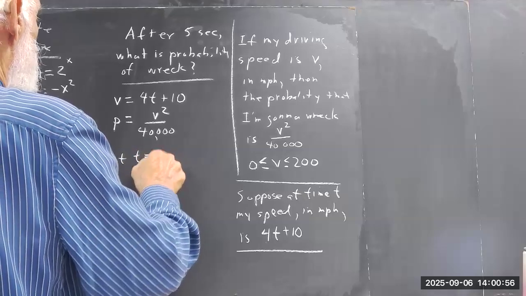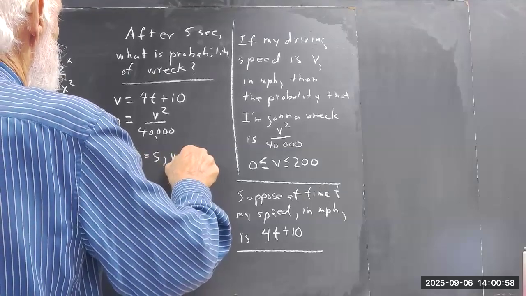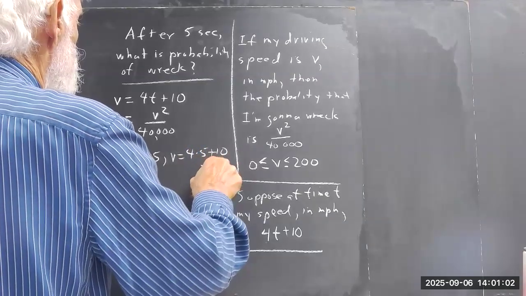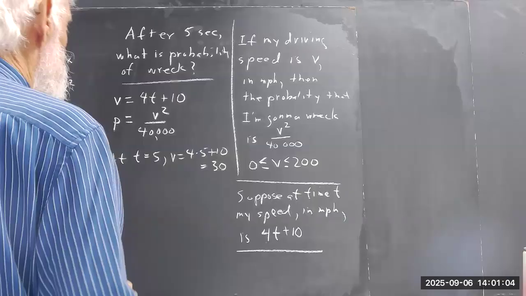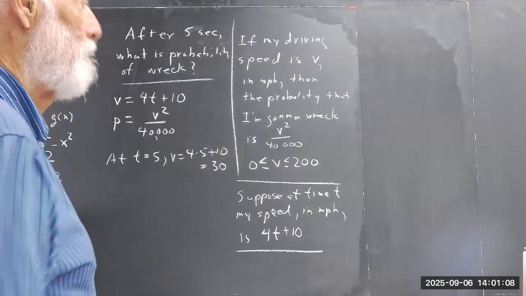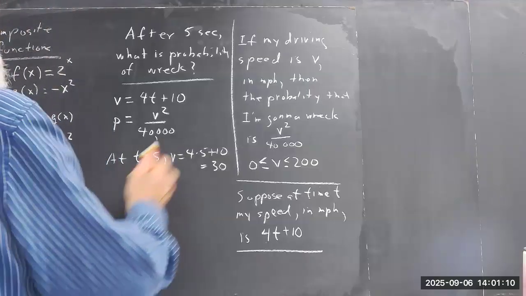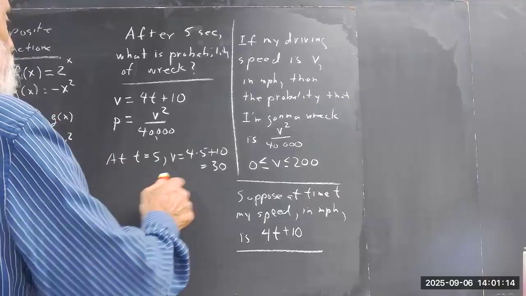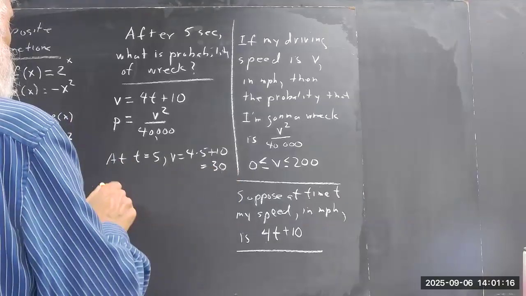If t equals 5, b equals 4 times 5 plus 10 equals 30. And unless you're on a very tricky road, they have a very low probability of a wreck. But things can happen. And maybe it's a more complicated road, I don't know. Okay.